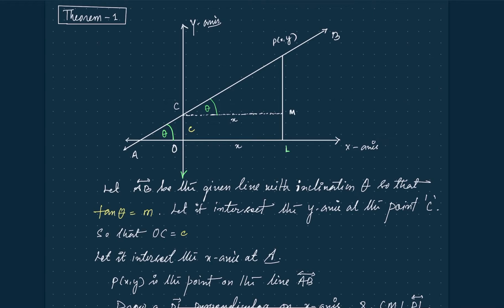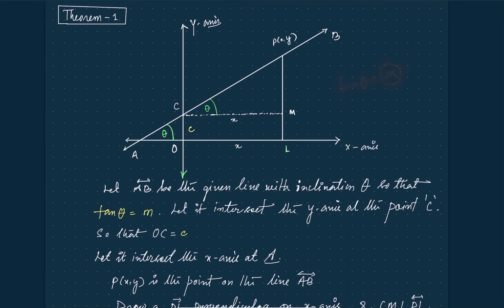Now you can see the figure over here. This is a straight line. This straight line makes an angle theta with respect to the x-axis. You can see here, theta is the angle of inclination. Then tan theta is equal to the slope, so I am going to write this is equal to m, slope.